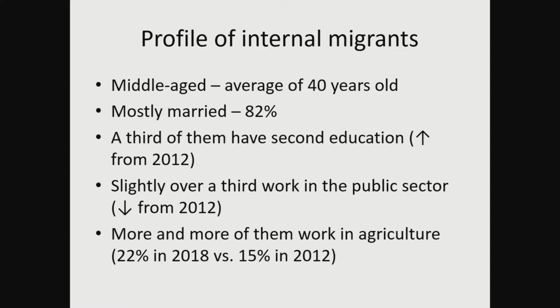Slightly over a third of them actually work in the public sector, and this is a decrease from 2012, but it's mostly probably due to the decrease in employment in the public sector. And interestingly, more and more of them actually work in agriculture. I think this has to be linked also to the results of the other papers, where we see that there is a decrease in agricultural jobs. So probably the fact that more and more internal migrants are those working in agriculture, compared, for instance, we have 22% in 2018, whereas we had only 15% in 2012, it may also be linked to the lack of opportunities in the sector.